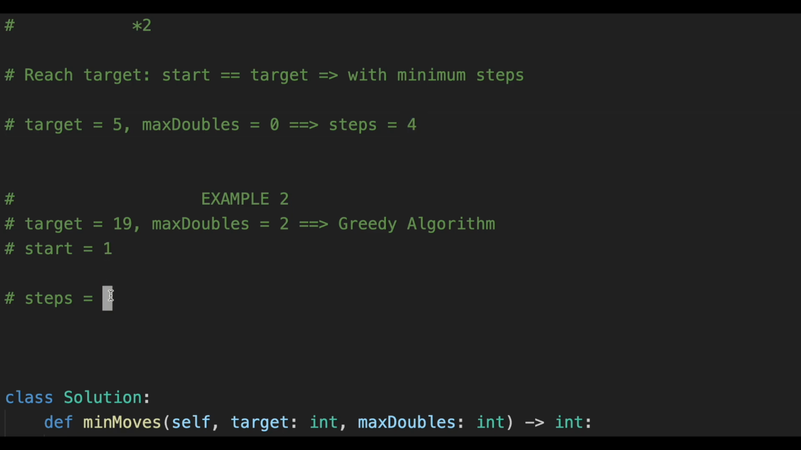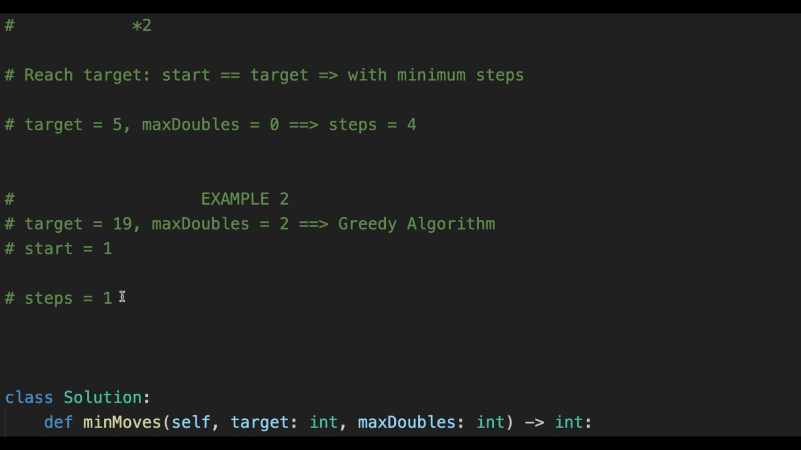In our greedy approach, if our target is odd, then we are going to subtract 1. Otherwise, we are going to divide it by 2, until we run out of max doubles. For example, 19 minus 1 is equal to 18, so we have already 1 step, and 18 is even. So we can divide that by 2. Now we have 9.